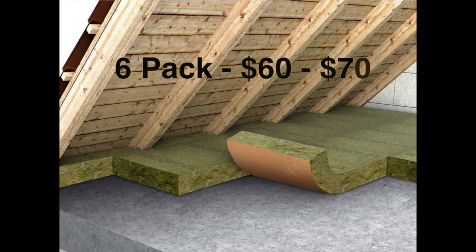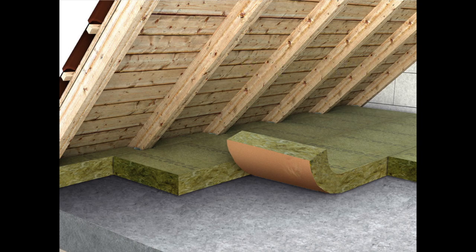A pack of 6 will cost you between $70 and $80, depending on where you buy it and if you buy in bulk. This stuff does undoubtedly cost more than your standard pink fiberglass insulation. If you're only soundproofing one wall or one room, however, then this is something to consider.